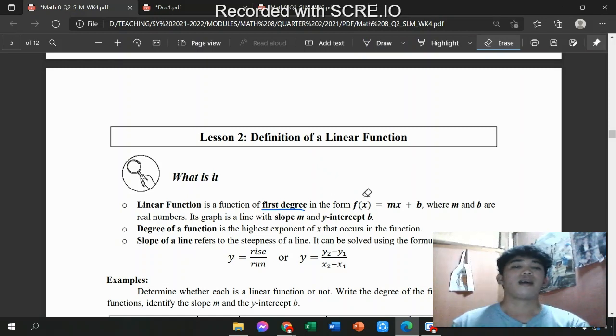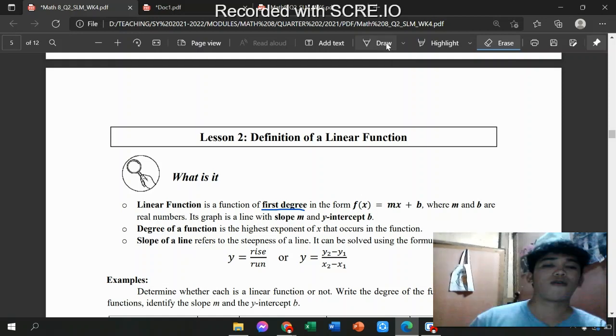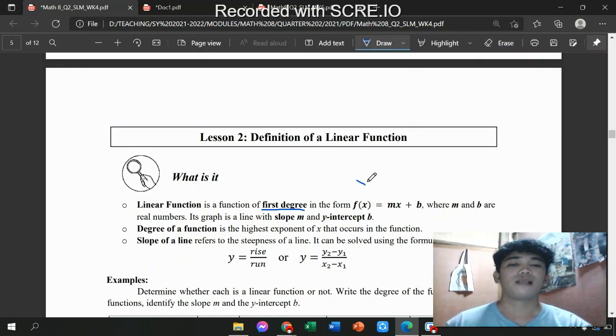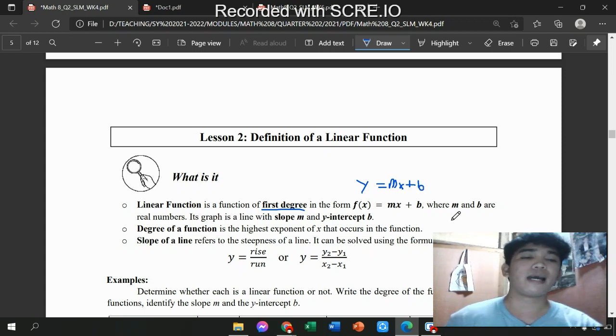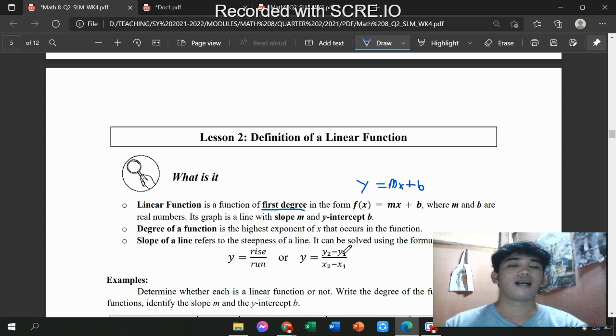In the form f of x equals mx plus b or y equals mx plus b. I'm sure familiar mo ani nga equation. Y equals mx plus b. Or f of x equals mx plus b, where m and b are real numbers. Kailangan nga m ug b real numbers. Its graph is a line with slope m and y-intercept b. So mao na ang definition sa linear function.